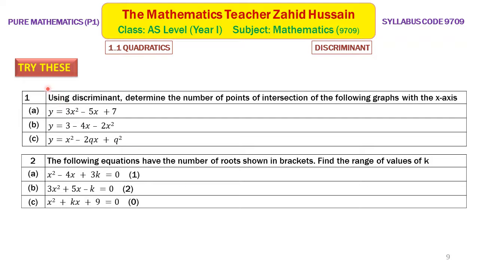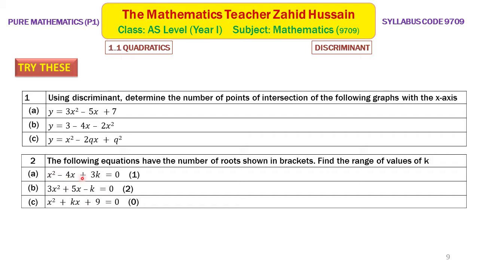Now you can try these using a discriminant. Determine the number of points of intersection of the following graphs with the x-axis. This is the graph. You do not need to draw. You will simply find the discriminant of this. If it is equal to 0, then there is one point of intersection with the x-axis. If it is greater than 0, there will be 2 points, and if it is less than 0, then there will be no point of intersection with the x-axis.